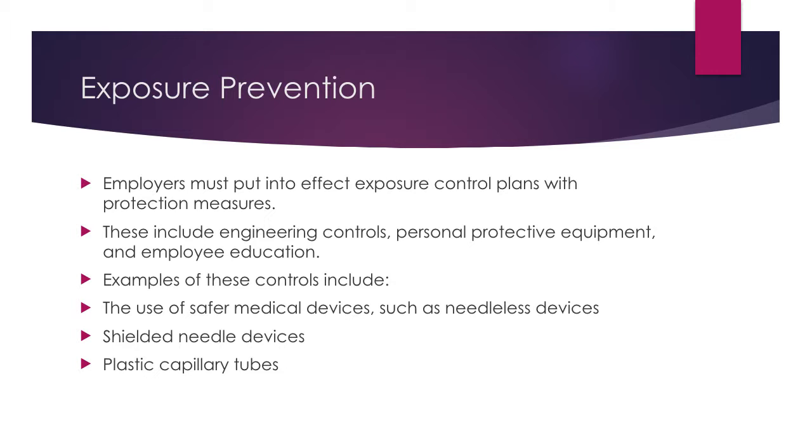Prevention is the best way to lower the amount of exposures that occur in the workplace every year. This can happen in two ways. The first method comes from the employer side. Employers must put into effect exposure control plans with protection measures. These plans include engineering controls, personal protective equipment, or PPE, and employee education materials.